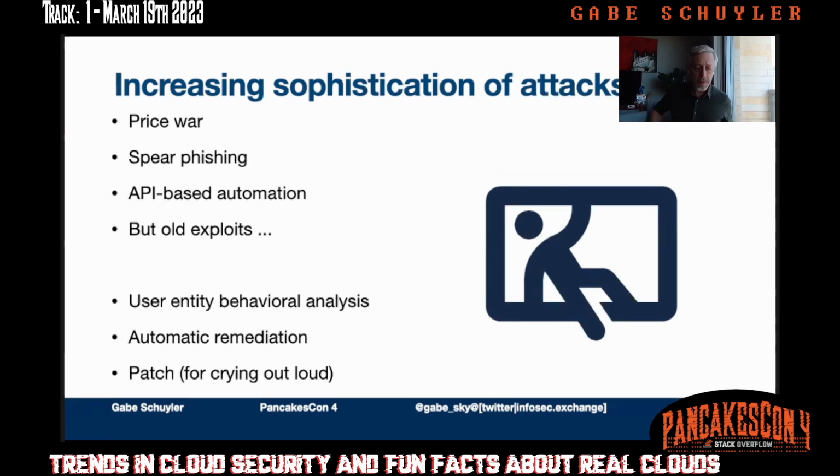Number 3, controversial to me, but kind of not once I really started to get into it. But folks do talk a lot about the increasing sophistication of attacks. And spear phishing is definitely one of them. Automating things over APIs is one of them. And I put price war on here because I think it's important to realize that the credentials aren't worth a lot of money, at least in bulk.